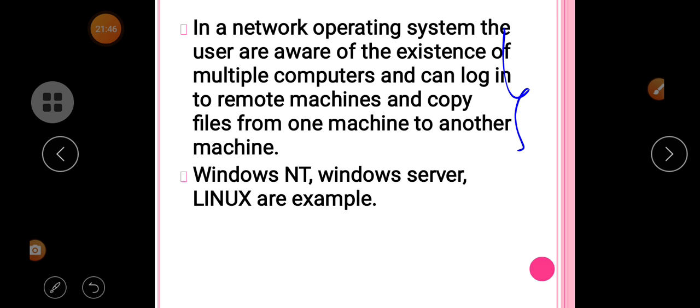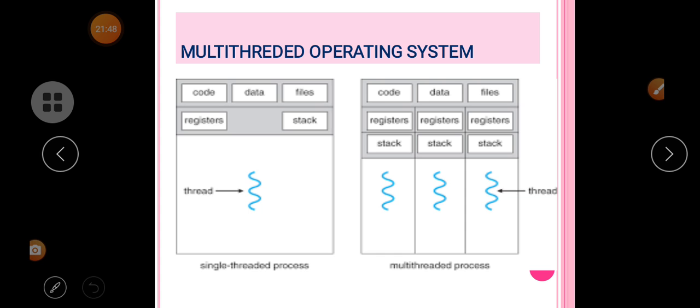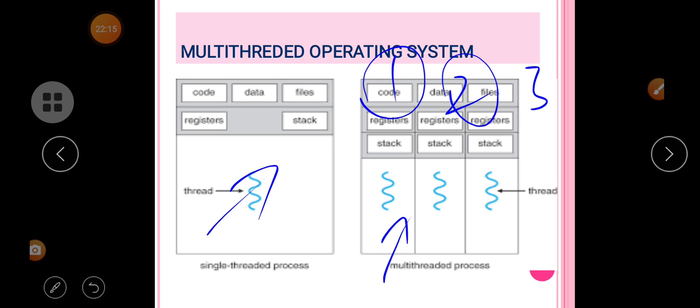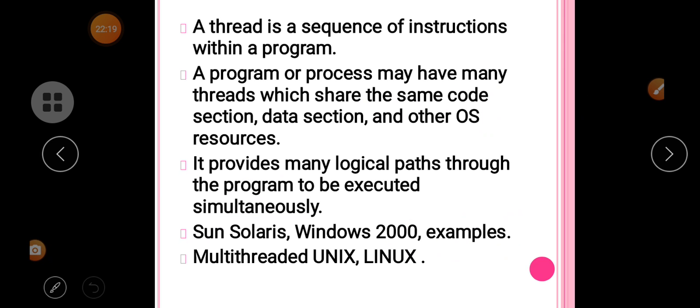Okay, so next is multi-threaded operating systems. So thread in the sense it is a process. See here, you are having only a single thread, meaning you are doing only one task at a time, but here you are having 3 threads. The code, the registers, the stacks are divided into 3 segments. Since you are having 3 threads, it is called multi-threaded.